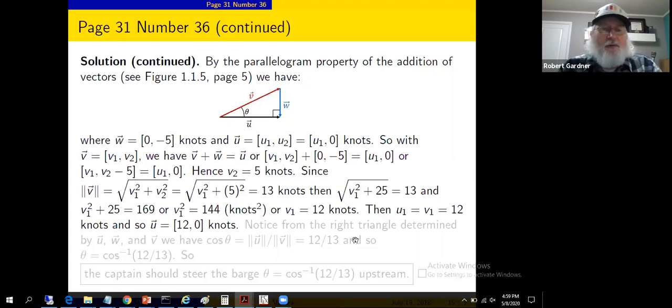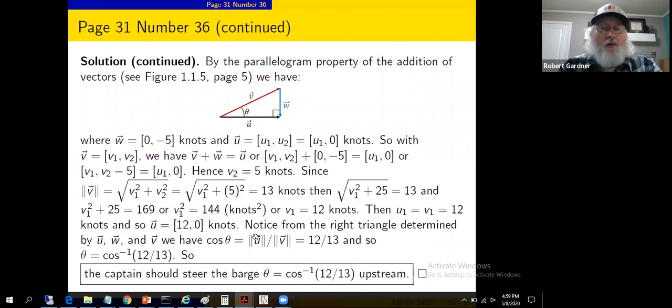u1 is 12 knots as well, we discover. So we've got u1 is also 12, so we get the u vector is given by this. They ask us about direction. So what we have now is a distance of 12 here, a distance of 5 here, a distance of 13 here. We found the velocity vector. Let's introduce angle theta as well. Their question was, in what direction does the captain steer? So we'll describe it as an angle north of due east.